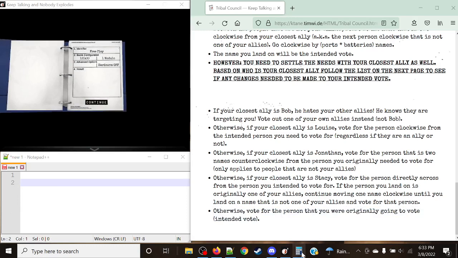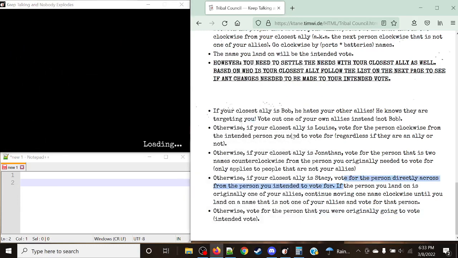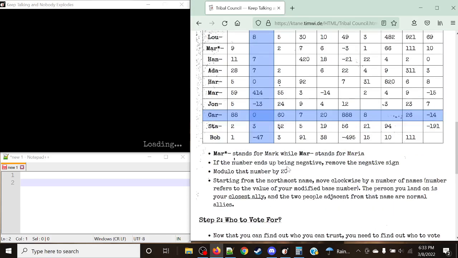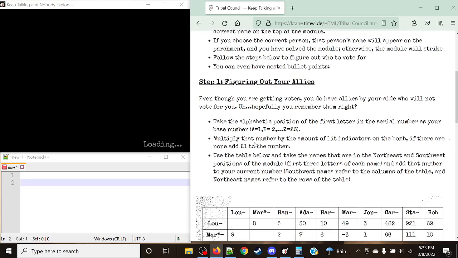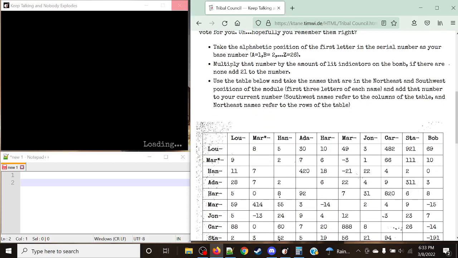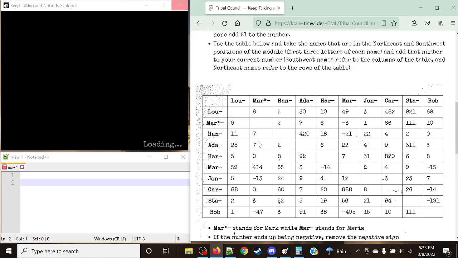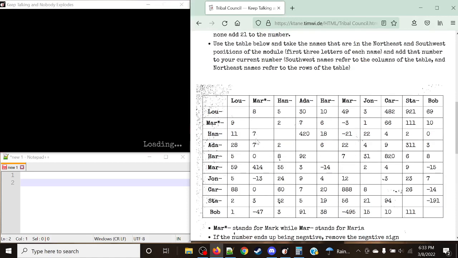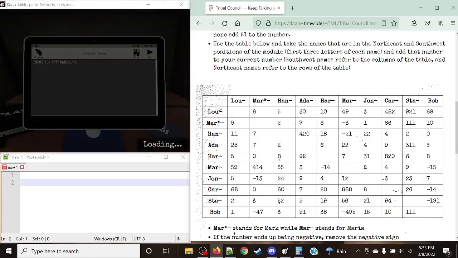Let's go over one more example. This module is pretty straightforward with what it asks you to do. It's just some of these rules, especially, you need to be careful with. So let's go over one final example. All right, let's go into this one.